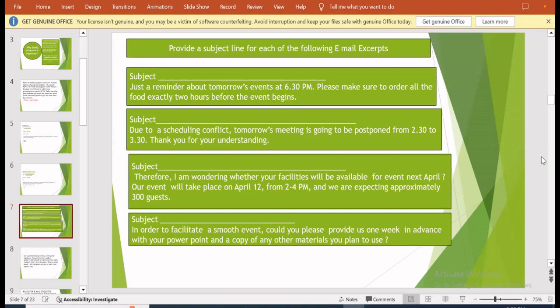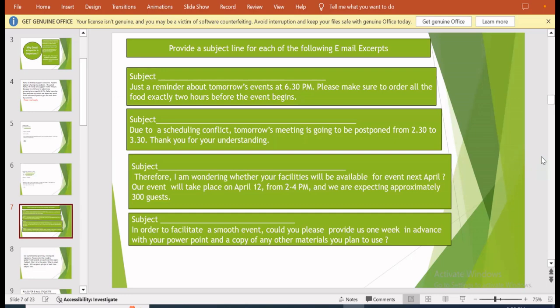Anyone? The objective of these exercises is that before writing the subject, first you write the complete email content. Then you will find the relevant subject so that your subject and content are on the same line.